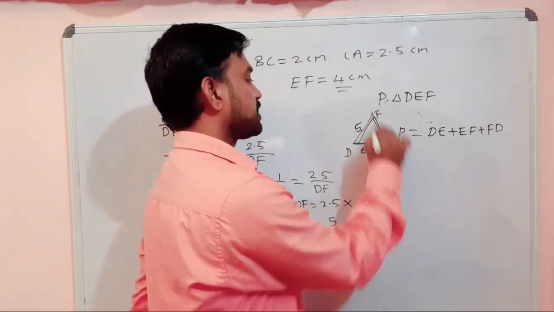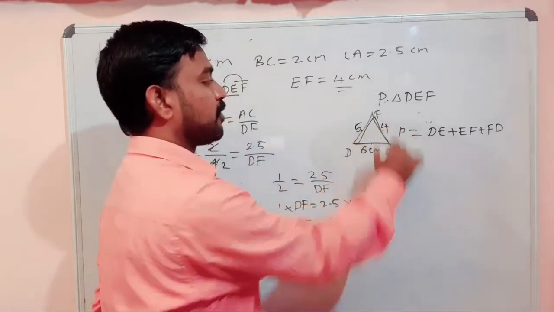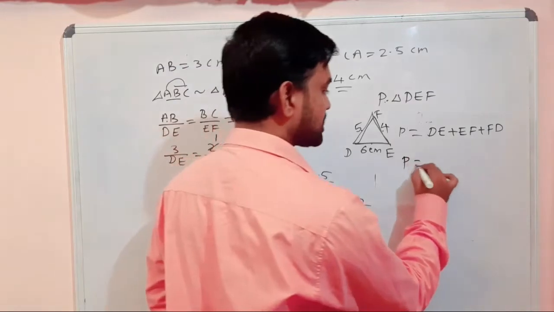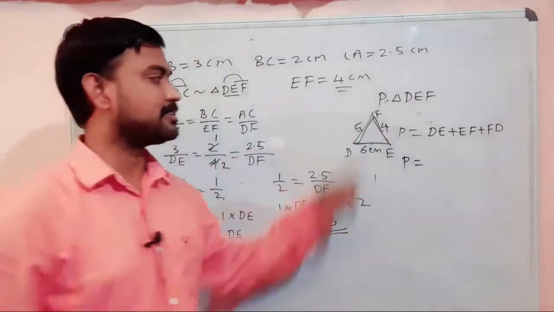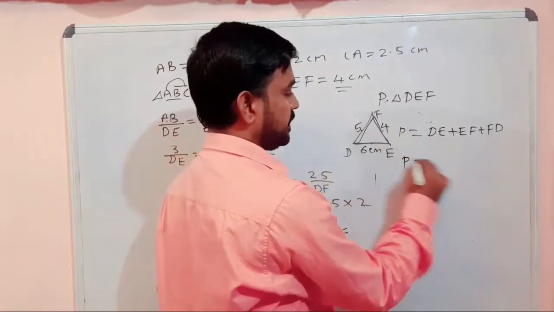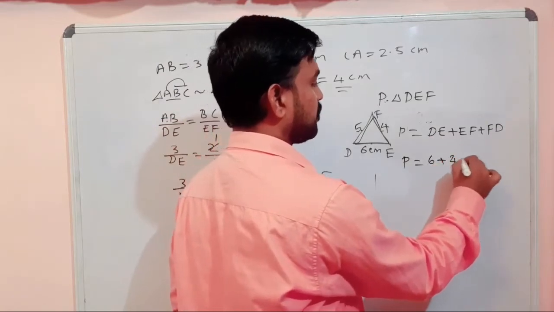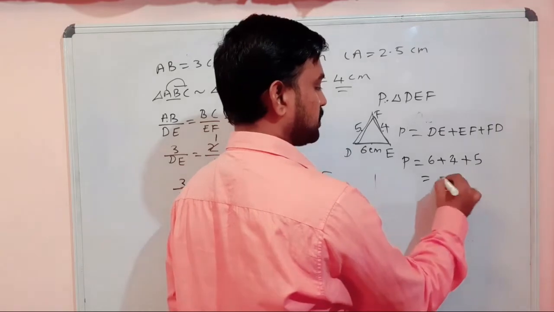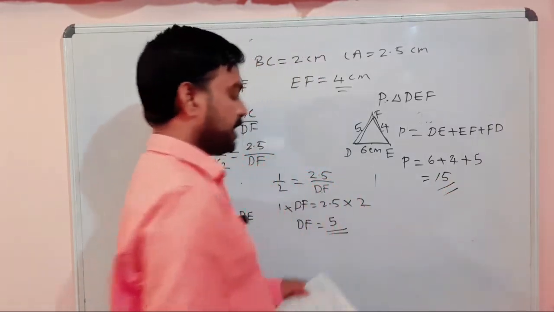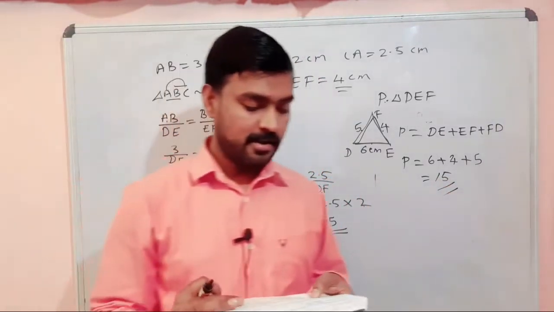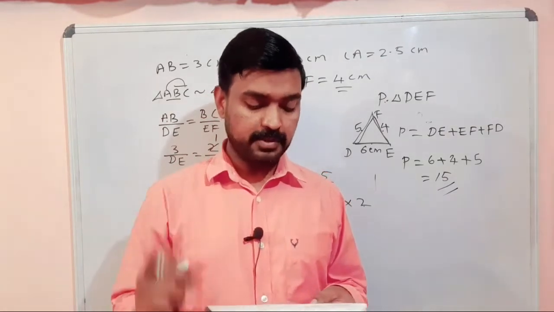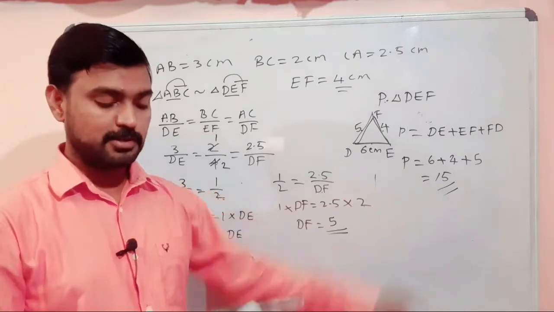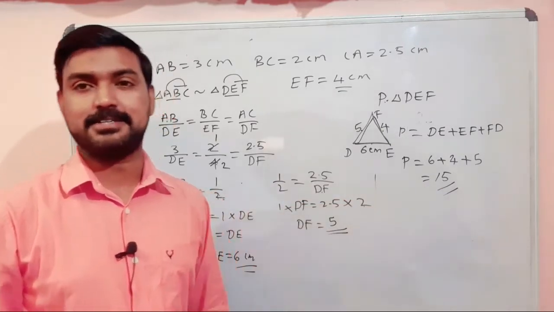DF is equal to 5 and EF is already given as 4. So how to find the perimeter? Already we discussed, just add the sum of the sides of the triangle. So DE is equal to 6, EF is equal to 4 and FD is equal to 5. So 6 plus 4 is 10, 10 plus 5 is equal to 15. Here the options are given: 7.5 centimeter, 15 centimeter, 22.5 centimeter, 30 centimeter. We got 15, so option B is the right answer.